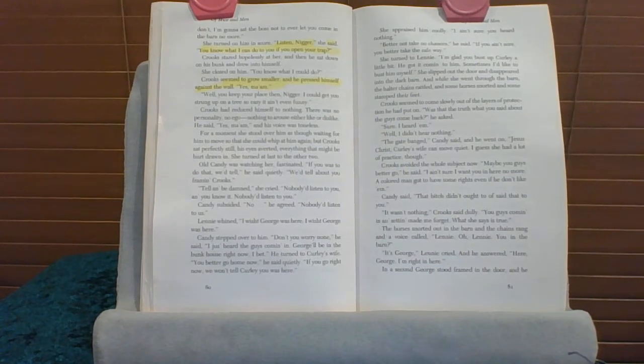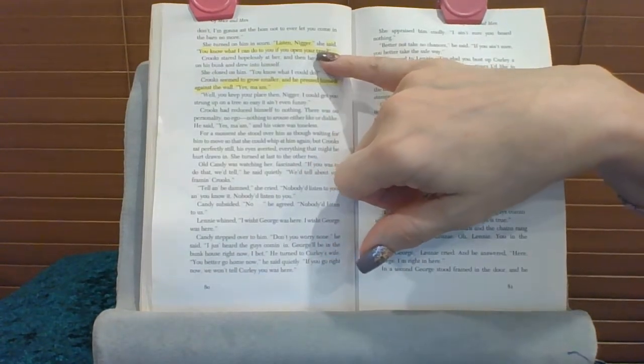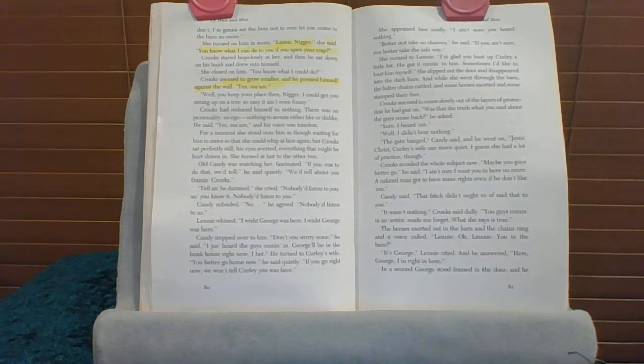Curly's wife does not take too kindly to being threatened by someone who in society is inferior to her. And her quote up here that I'm reading. "Listen, [slur]," she said. "You know what I can do to you if you open your trap." The implication here is that she has the power to cause Crooks a great deal of harm. The word of a white woman is more believable, even if she is lying.